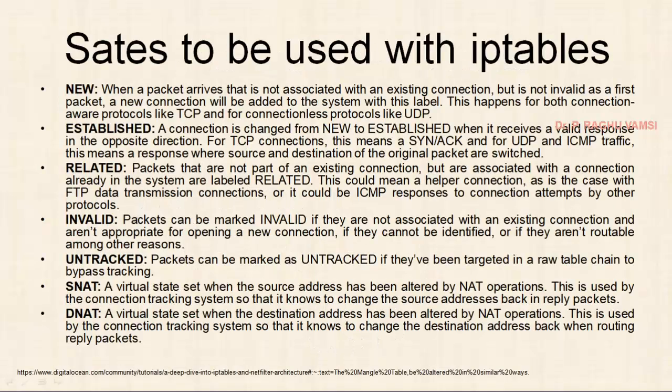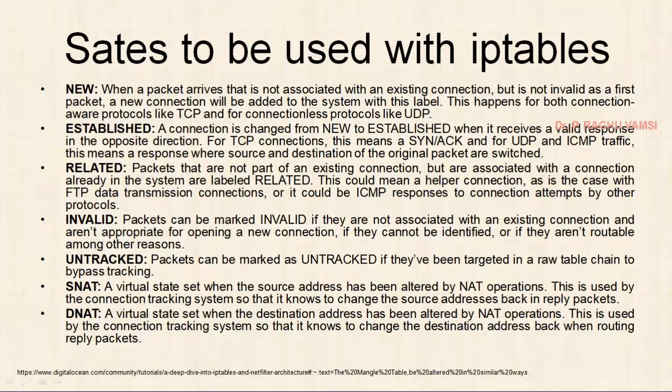Here is the list of states to be used with iptables. The first state is NEW. That means when a packet arrives that is not associated with an existing connection but is the first packet, a new connection will be added to the system with this label. This happens for both connection-oriented protocols like TCP as well as connectionless protocols like UDP. ESTABLISHED is when a connection changes from NEW to ESTABLISHED state. In the new state, the SYN signal is received, whereas in the established state, the SYN-ACK and, at the same time, the acknowledgement from the sender are also received. Thereby, a well-established connection is set up.